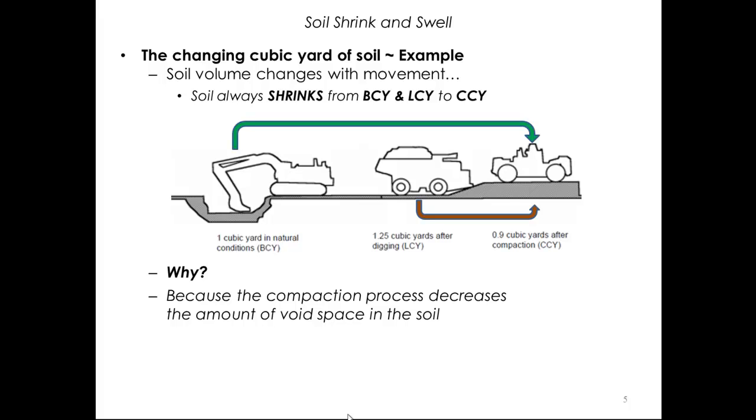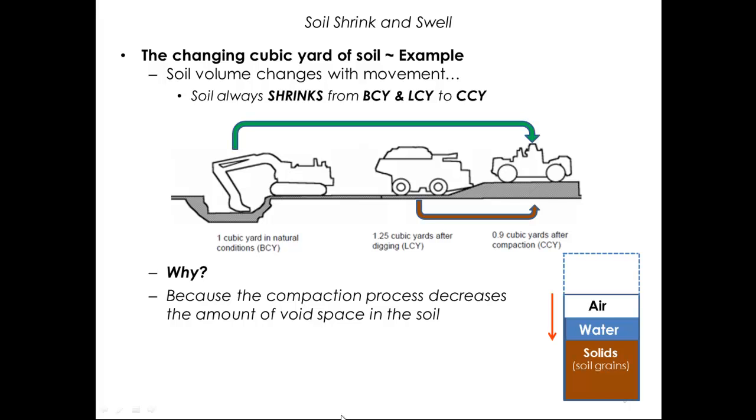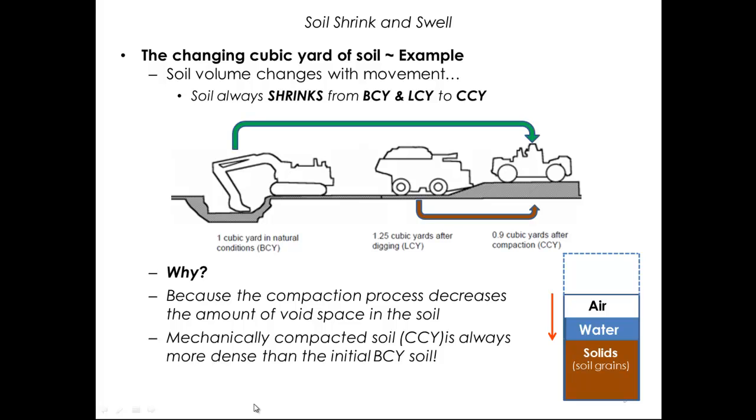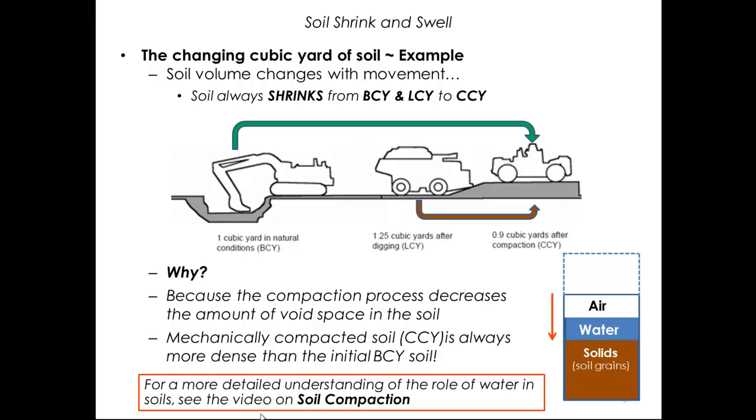And once again, why did this happen? Because the process of applying compactive energy, represented by your compactor in the illustration, actually pushes the soil grains closer together and that reduces the volume of the void space, as we see in our phase diagram. So the big, not to be forgotten takeaway here is soil always shrinks from both BCY and LCY to CCY. And let me just put a plug in here. There will be another separate video dealing specifically with soil compaction.